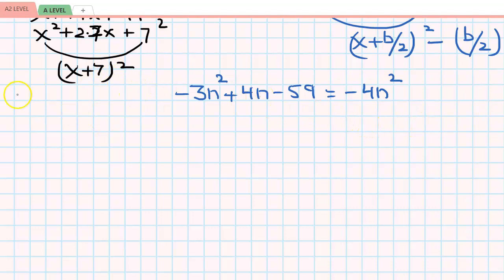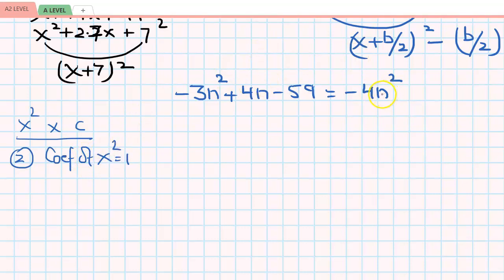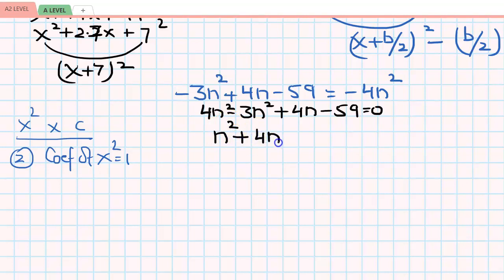The first and foremost thing you are supposed to do is to put the question in order of x square, x and constant. Second thing is the coefficient of x square must be 1. So let us see, this is minus 4n square. When it comes to this side, it will become 4n square. So this is 4n square minus 3n square plus 4n minus 59 is equal to 0. So 4n square minus 3n square is n square, plus 4n minus 59 is equal to 0.